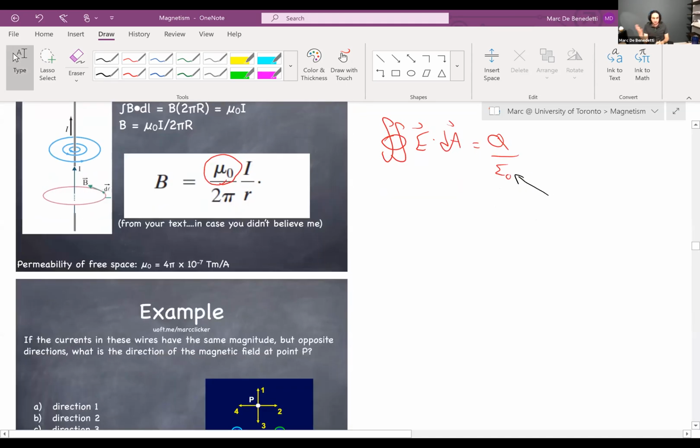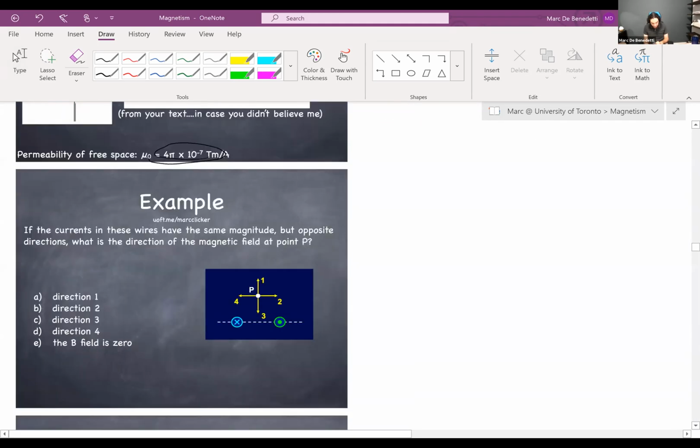Now, epsilon had this weird complicated number. Mu naught is actually slightly more conducive to working with. It's 4 pi times 10 to the negative 7. That's helpful because pi comes up quite a bit in our calculations. So when you substitute mu in, you often are able to cancel the pi, which is really cool.